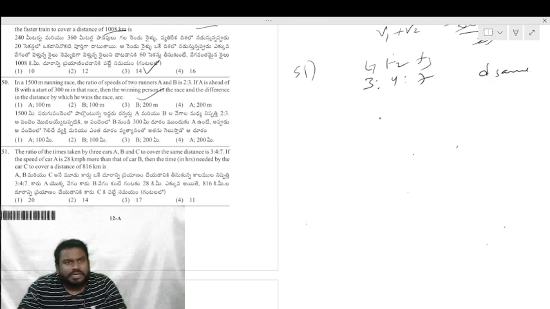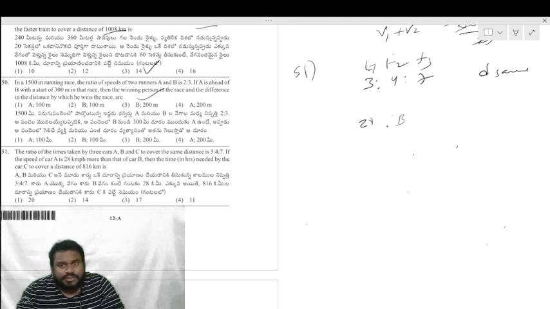The ratio of the times taken by three cars A, B, and C to cover the same distance D is given as 3 is to 4 is 1, that is times T1, T2, T3, and D is the same. And the speed of car A is 28 km/h more than that of B, so B plus 28 is A. And the time needed by car C to cover a distance of 1860 kilometers.